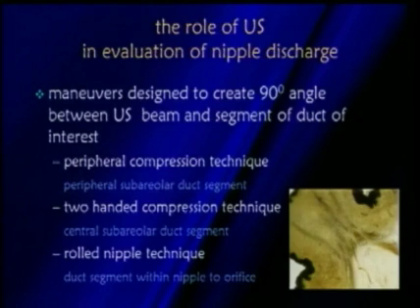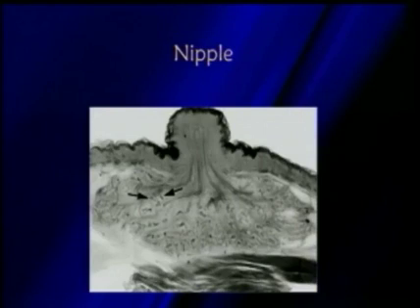Now what happens when we image the nipple itself, if we look at the way the ducts run in the nipple, we get sort of a 90-degree angle between the ultrasound beam and the segment of the ducts. Different maneuvers that we can do are peripheral compression, two-handed compression, and also a rolled nipple technique. We'll go over each of these individually. Typically we will use that for evaluating the actual ducts inside of the nipple.